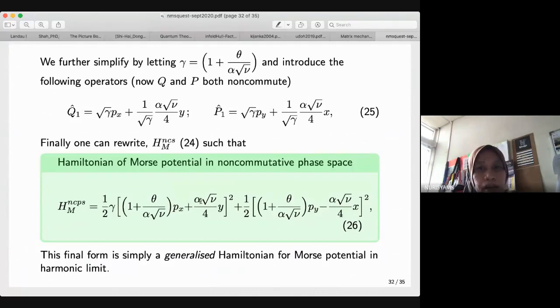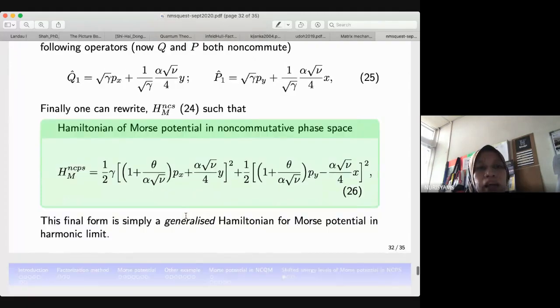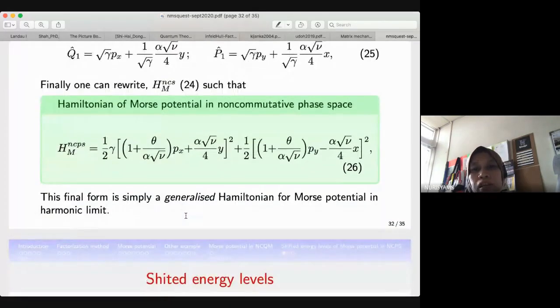So you have additional terms of gamma there. This final form is simply a generalized Hamiltonian for your Morse potentials in the harmonic limit.